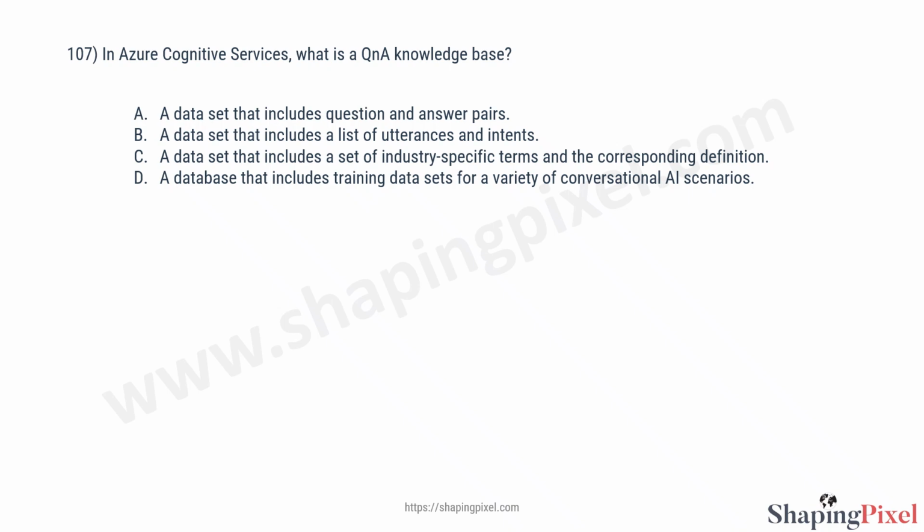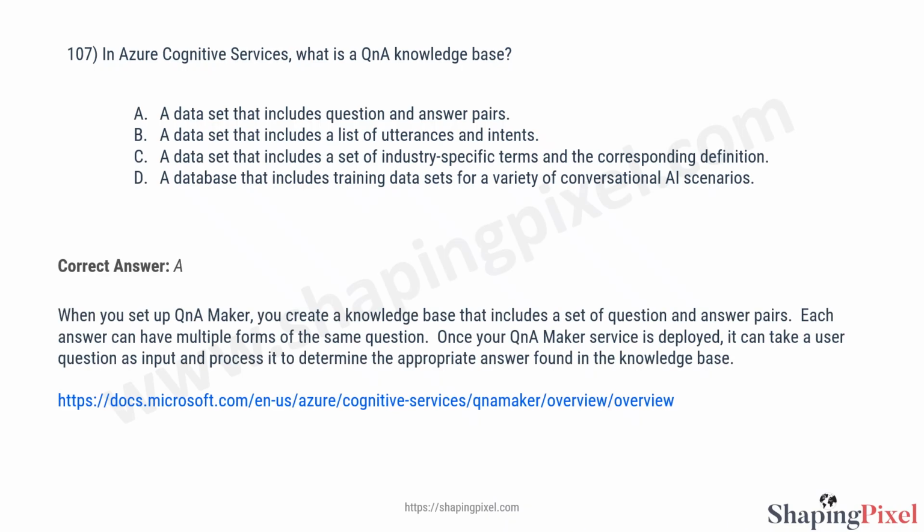So the right answer here is option A, a data set that includes question and answer pairs. When you set up Q&A Maker, you create a knowledge base that includes a set of question and answer pairs. Each answer can have multiple forms of the same question. Once your Q&A Maker service is deployed, it can take a user's questions as input and process them to determine the appropriate answers found in the knowledge base.